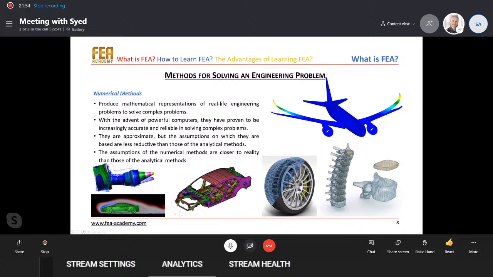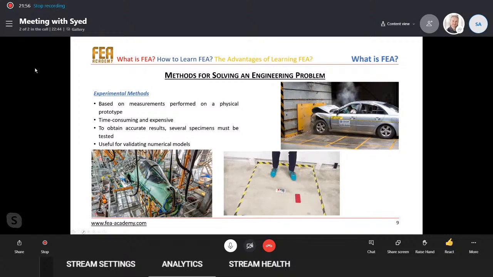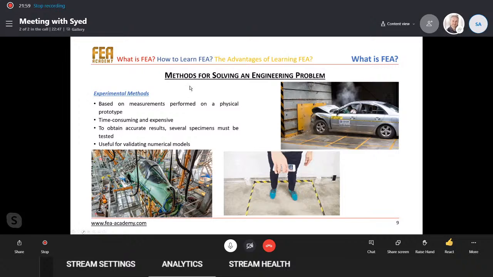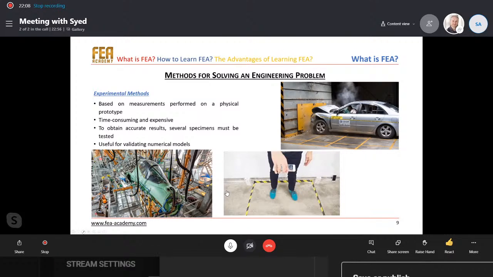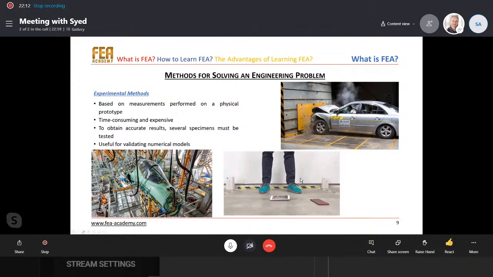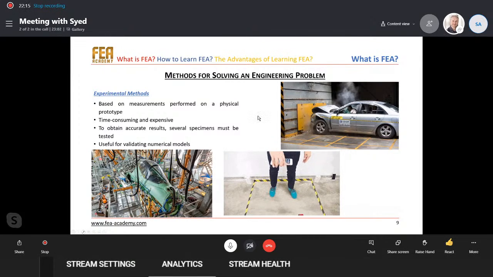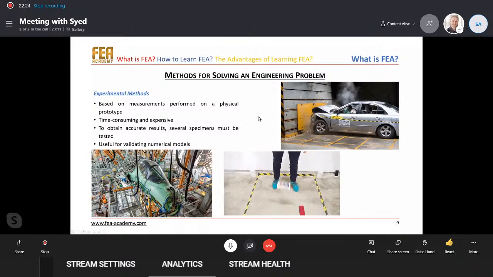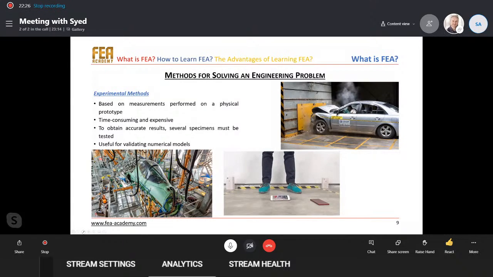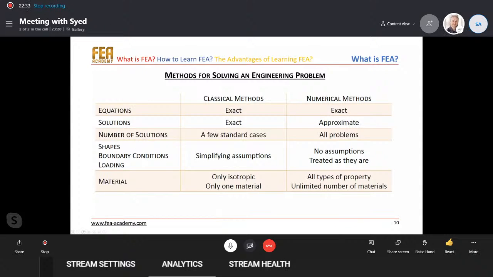And finally, we have the experimental methods, which are based on measurements performed on a physical prototype, but they are time-consuming and expensive in terms of money, I mean. Moreover, to obtain accurate results, several specimens must be tested. However, this method is useful for validating the numerical models. It is why the experimental methods are still used, even if we are using the numerical methods. So to summarize, let's compare the classical methods with the numerical methods.